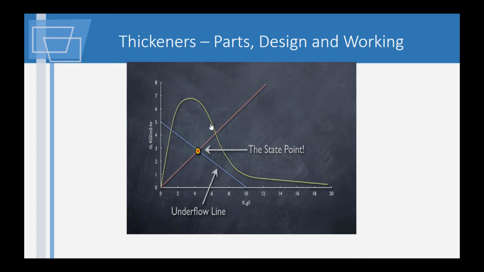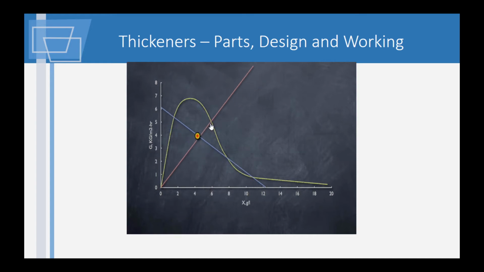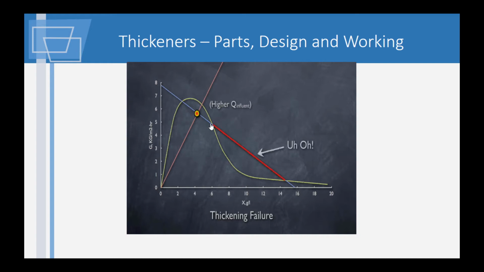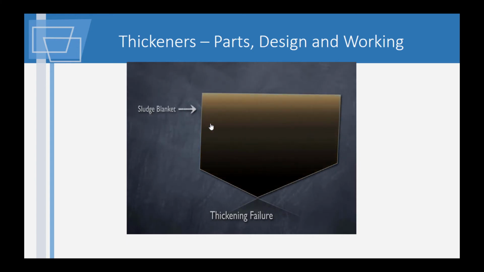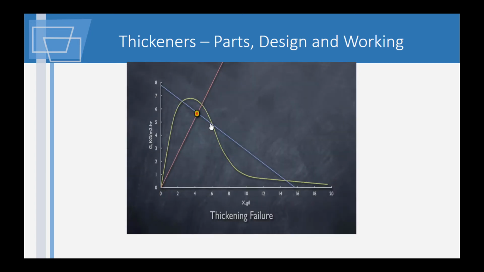If the state point is under the curve, but the entire underflow rate line isn't, the clarifier is failing in thickening. This means that sludge is settling in the clarifier, but isn't being removed fast enough. Under these conditions, the sludge blanket would rise in the clarifier until solids are passing over the weir. Thickening failure, like clarification failure, can be caused by high flows, low RAS, high SVI, or any combination. So if either of these scenarios should occur, and you were to fail in thickening or clarification, there is some good news. The system will eventually fix itself.